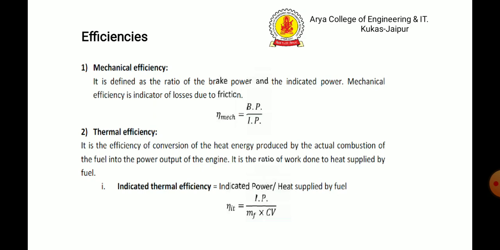Now the efficiencies. The first one is mechanical efficiency, which is simply the ratio of brake power to indicated power, and mechanical efficiency is the indicator of losses due to friction.